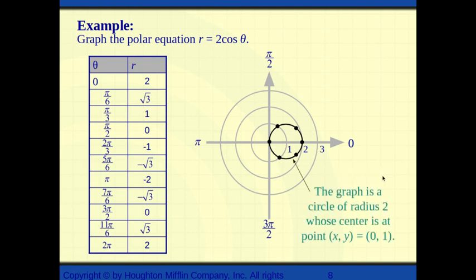So when we were doing the exploration, you probably saw that anything in this format, a cosine theta, gave you a circle with a diameter of a.